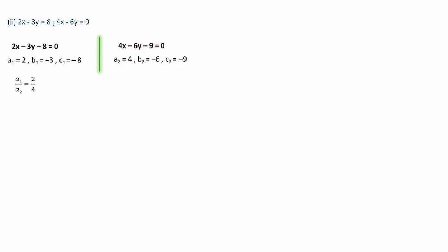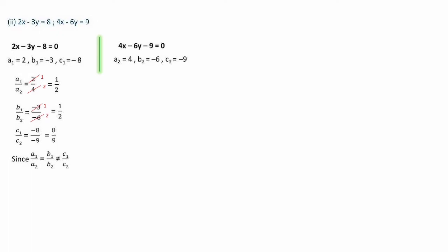Let's go for a1 by a2, that is equal to 2 by 4. Here 2, here 4. Here 2 is common. When we cancel, we will get 1 by 2. Then b1 by b2, b1 is minus 3, b2 is minus 6. Here also 3 is common. When we cancel, we will get 1 by 2. Then c1 by c2, here c1 is minus 8, c2 is minus 9. Here nothing is common, only the minus sign we can cancel. So we will get 8 by 9.